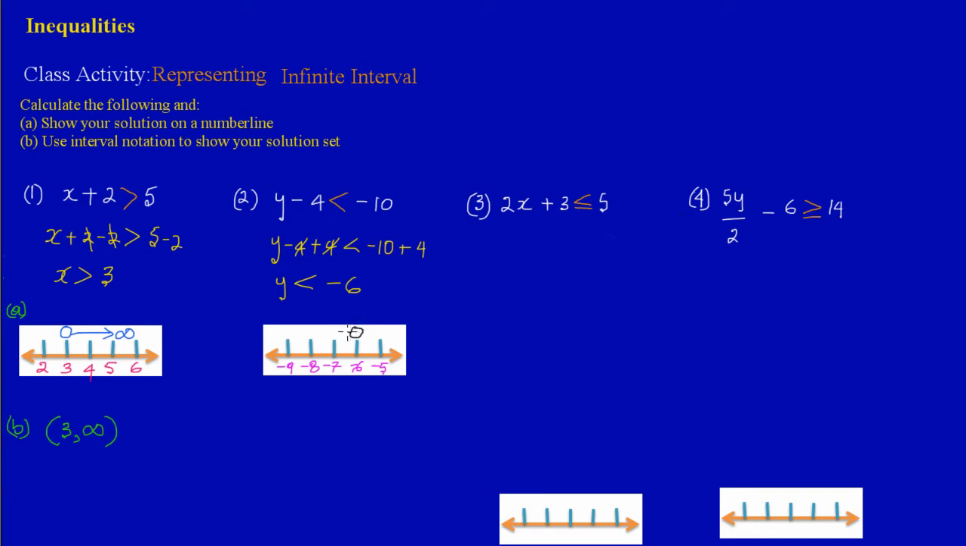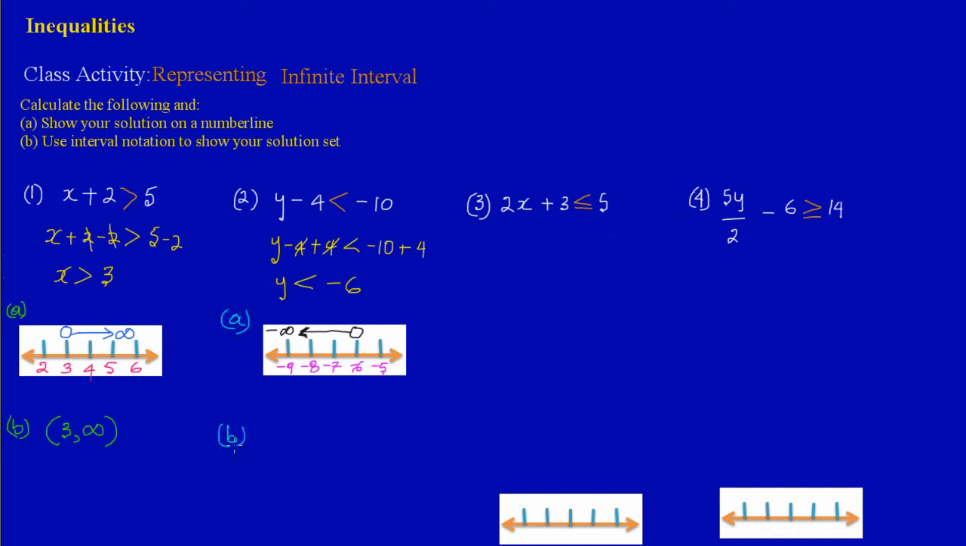So I must go to my left in that direction. Okay, and since it's less than, I'm going to be going to negative infinity. Okay, and that's how you would represent that. Remember, once it's less than or greater than, the circles must be open. They aren't shaded, if you notice. Okay, now that's part A. Let's look at part B quickly.